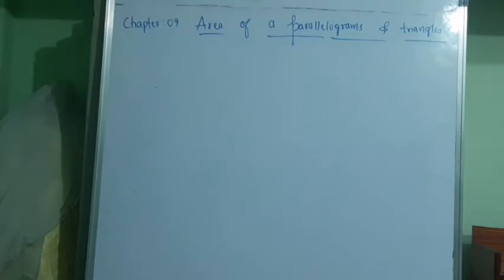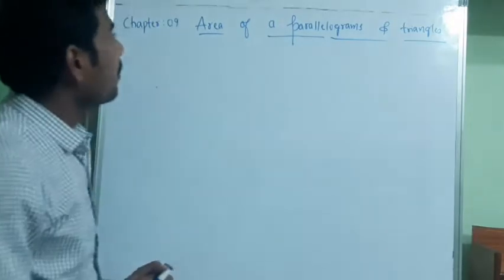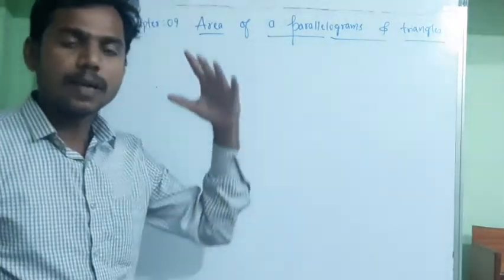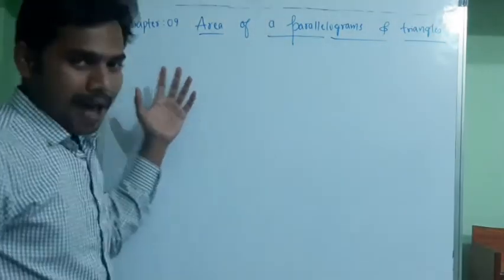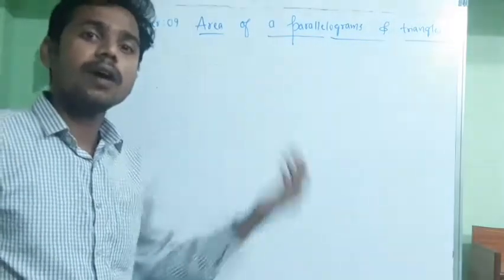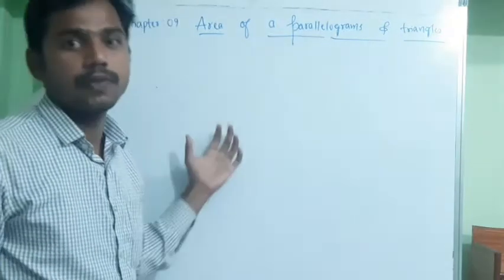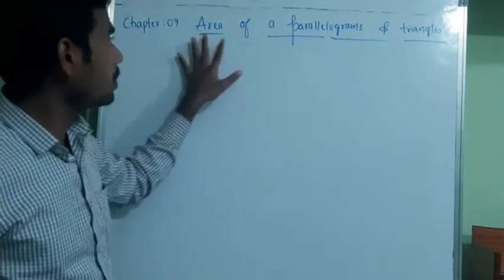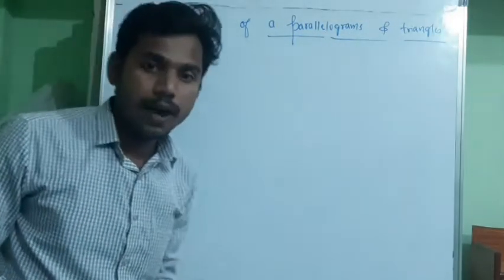Dear students, we'll start with the new chapter, chapter number 9, area of parallelograms and triangles. In the last chapter, chapter number 8, we studied what parallelograms and quadrilaterals are, when we call a quadrilateral a parallelogram, and different properties associated with parallelograms. In this chapter, you are going to study area related to parallelograms and triangles.